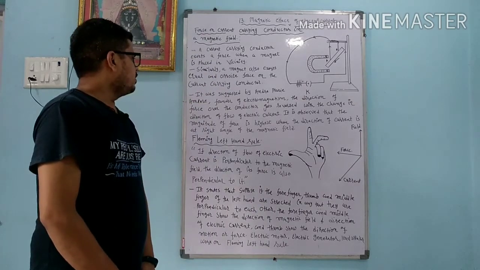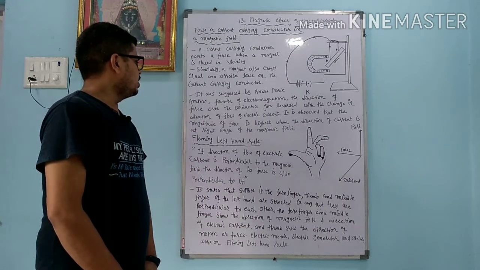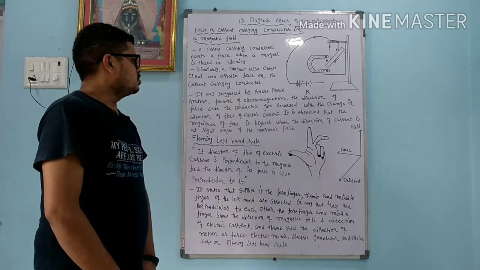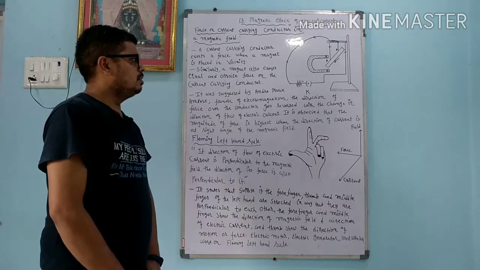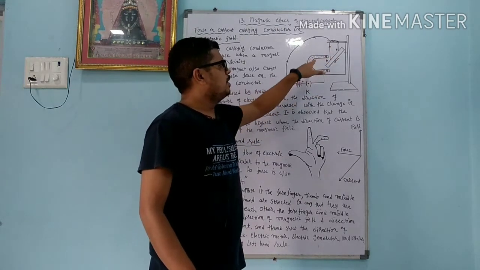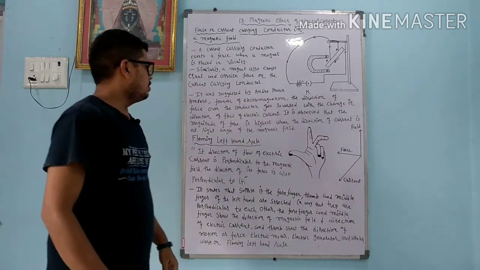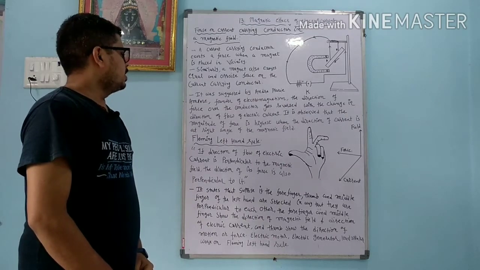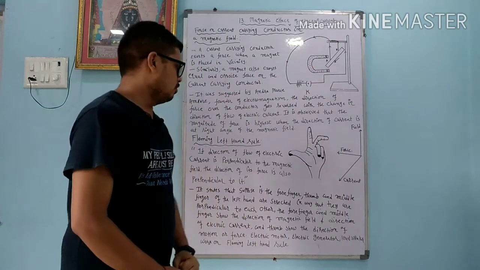It was suggested by Henry Ampere, founder of electromagnetism, that the direction of force on the conductor gets reversed with the change in direction of flow of electric current. It is also observed that the magnitude of force is highest when the direction of current is at right angle to the magnetic field. So as we change the direction of electric current, the force also changes. The force is highest when the magnetic field and electric current are in perpendicular directions.